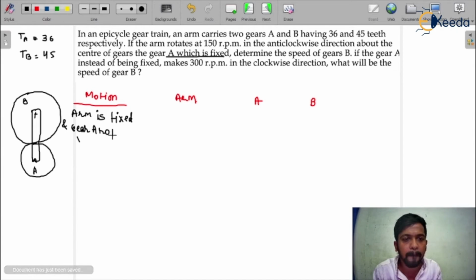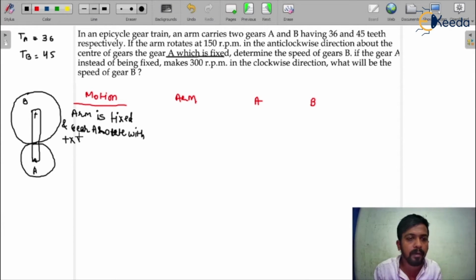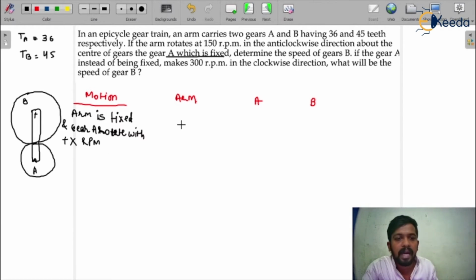Gear A rotates with plus x rpm. Plus means I'm taking the clockwise direction as positive, so plus x rpm means x rpm in the clockwise direction. Here the arm is fixed, so it has 0, and gear A has plus x rpm.